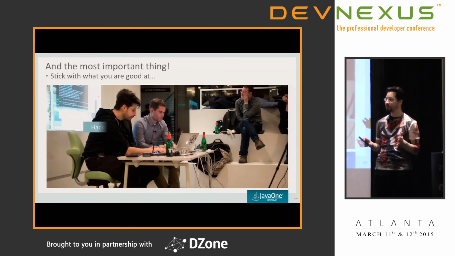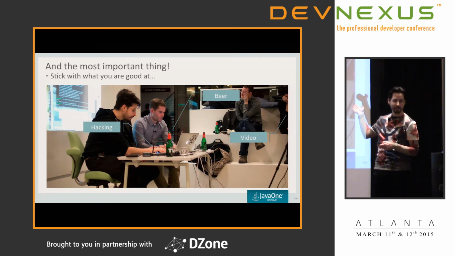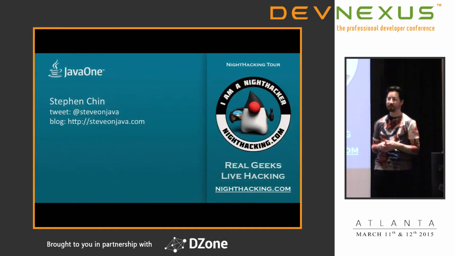So in conclusion, the summary is you should stick to what you're best at. And for me, that's hacking, beer, video, doing the interviews outside. So find your strengths and roll with them. And hopefully you guys learned a little bit from this presentation that you can take back and improve your work culture.